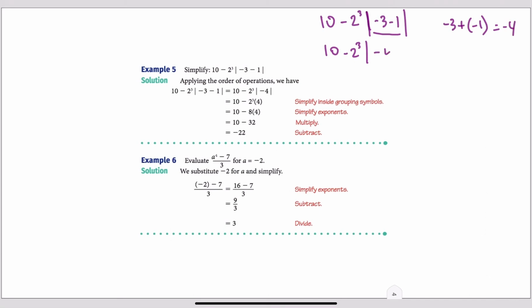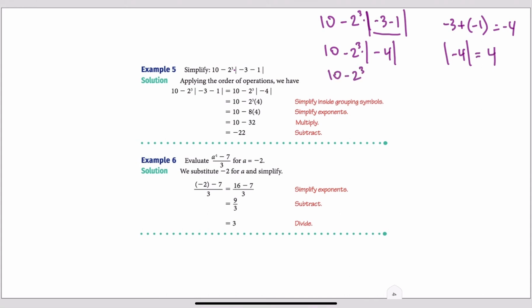So 10 minus 2 cubed times, and I know this is times because I haven't written a symbol, I haven't seen one, so that's what it means. It means multiplication right there, times the absolute value of negative 4. Now I have to take the absolute value of negative 4 before I can do anything else. The absolute value of a number is the number without its sign, so 4. So instead of times the absolute value of negative 4, I could just put in times 4. So that's what I'll do.